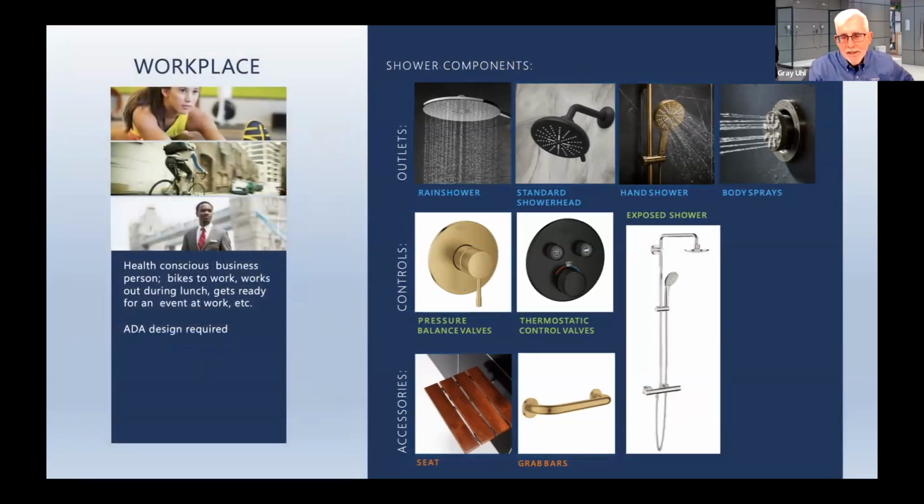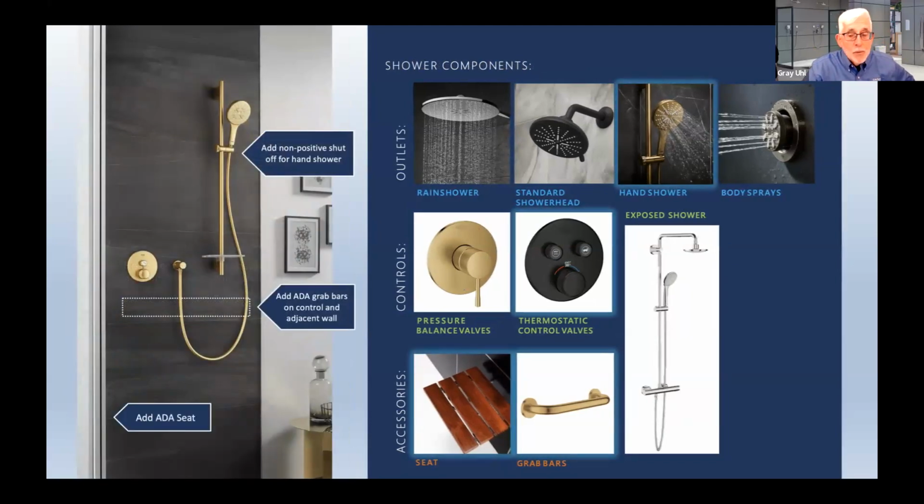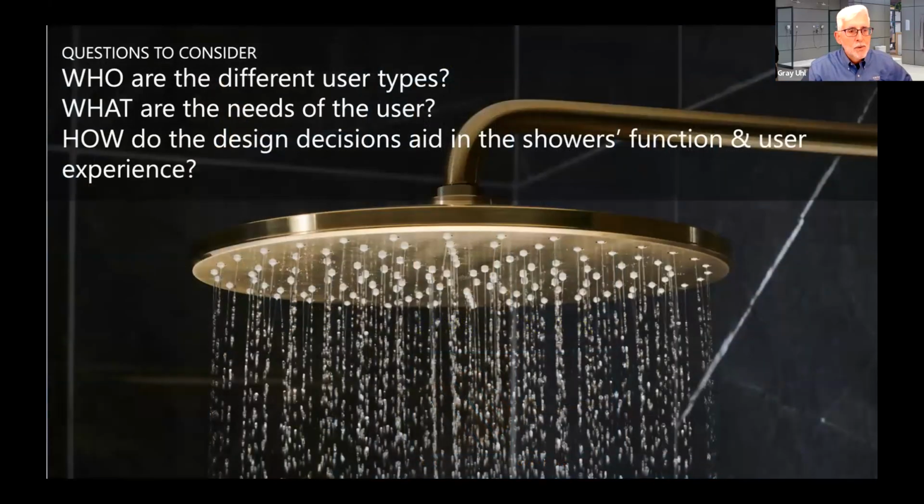And then workplace, what would you do in the workplace? Really pretty straightforward. Your best bet in workplace is to put in an adjustable handheld, and maybe a grab bar, depending on the installation. In fact, I probably would. And then a simple single control, and it can either be thermostatic or pressure balance in the case of the workplace. But you're going to want to have something that is adjustable across the range.